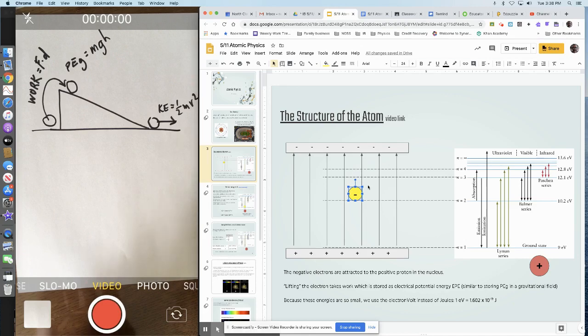Now, a photon is a new idea. It is a particle of light. It's a beam of light. As far as we're concerned, it's going to release some light. But in the model that we're using, it's just a little particle.